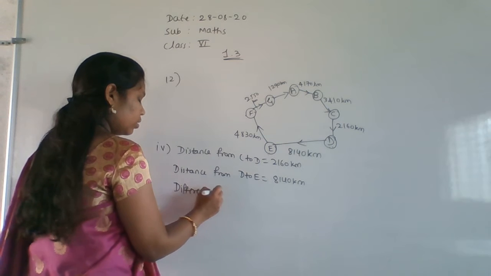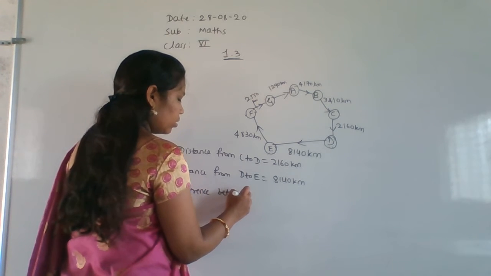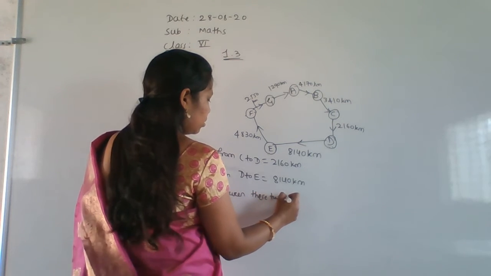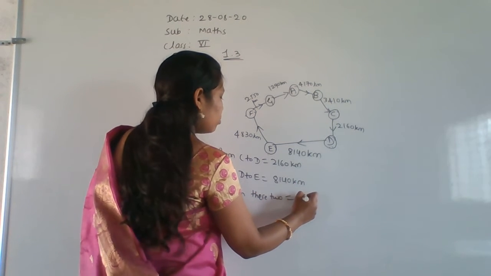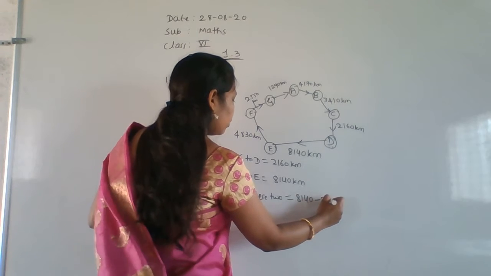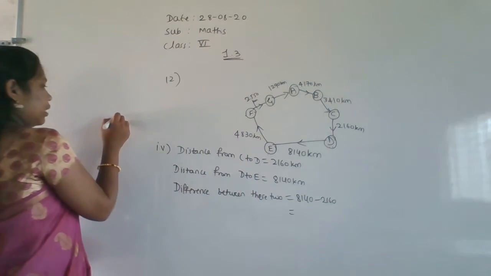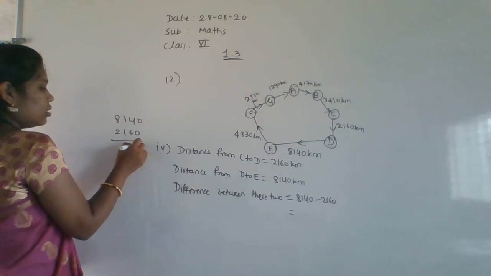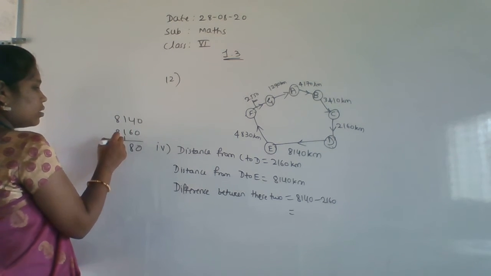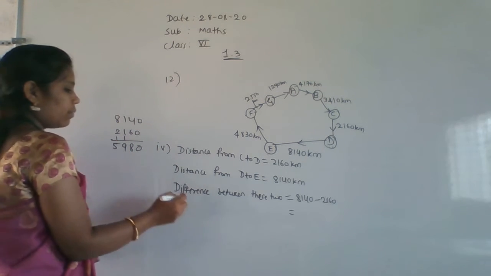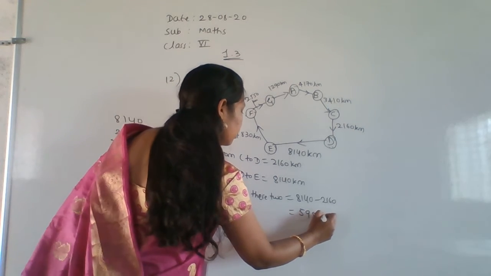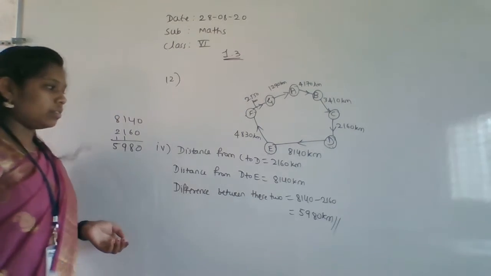Difference between these two is equal to how much? 8140 minus 2160. Make a subtraction here. Difference is nothing but a subtraction. 0, 14 minus 8 is 6. 11 minus 2 is 9. 8 minus 3 is 5. So here 5980 kilometers. So this is the way.